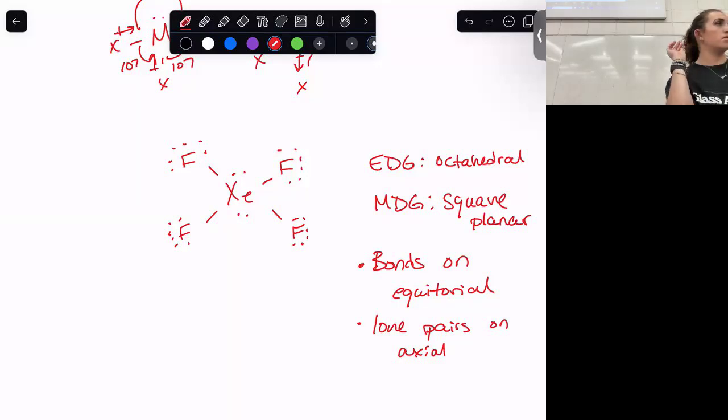Question 19 on the Gauss. Any other questions on this before we move on? Yeah. So they're non-polar because they balance. Yes.